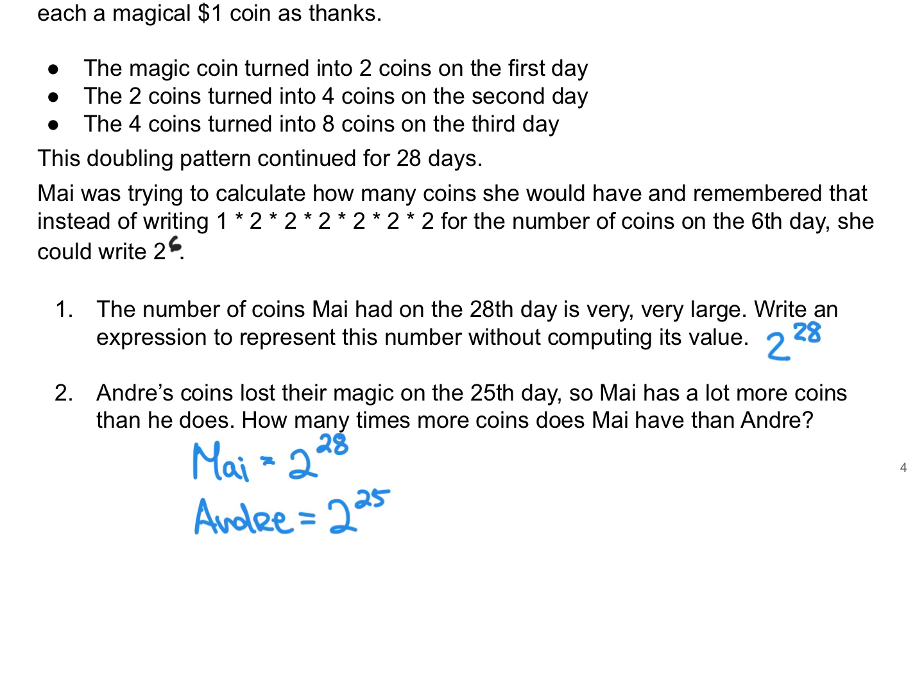So she actually has 2 to the 3rd power. And if we want to figure that out, that is 2 times 2 times 2, or you can put it in your calculator. But she has 8 times more coins, and it's because of it doubling every day. So she has 3 days more, and it's doubling every day. If we multiply those together, it's 2 times 2 times 2.